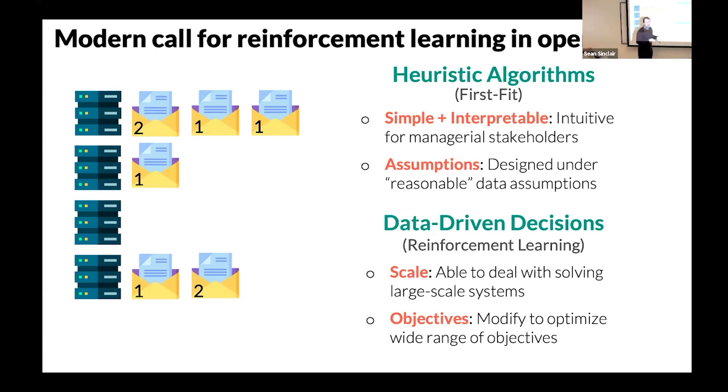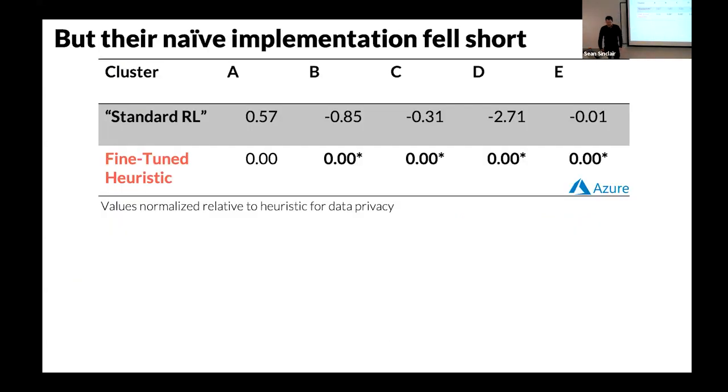So this first fit algorithm is optimal if you're minimizing number of used servers. What if they care about something different? It's unclear if first fit is optimal in that scenario. The issue, though, is that oftentimes their naive implementation just does not work.